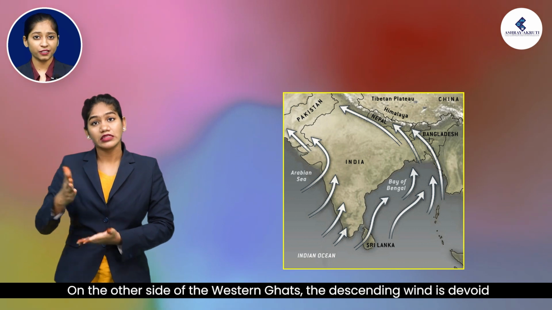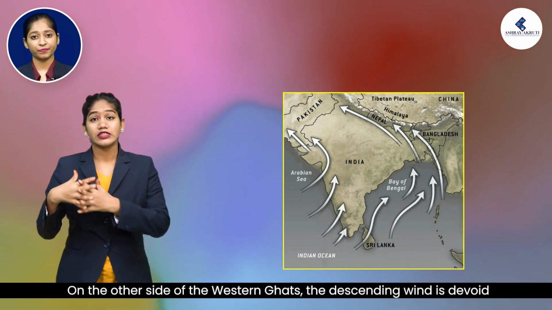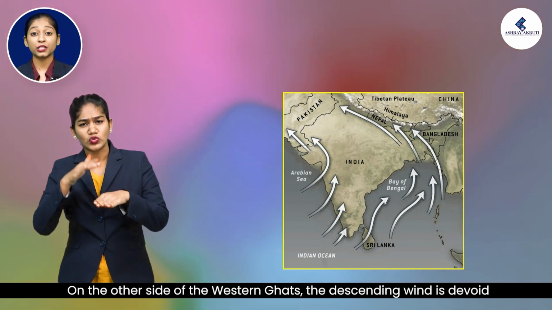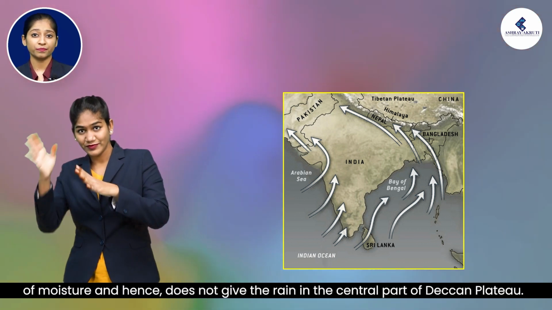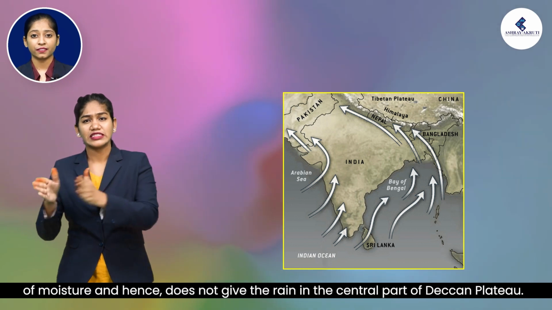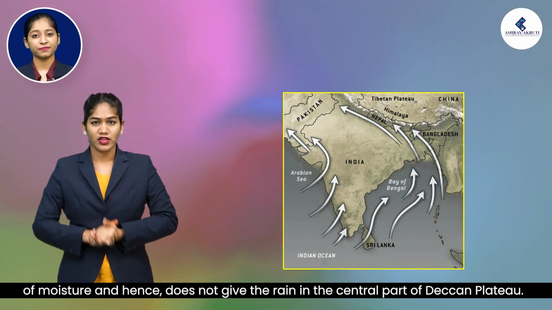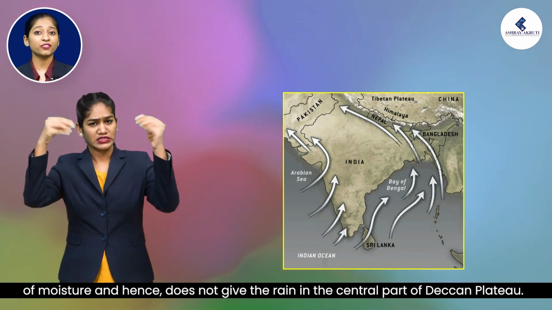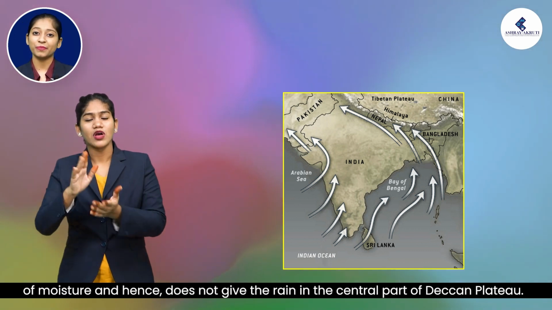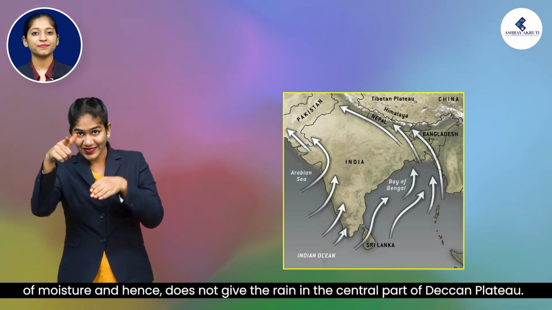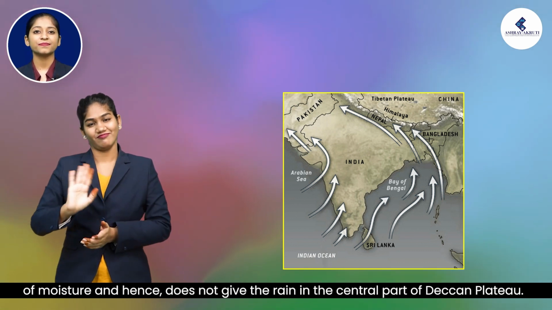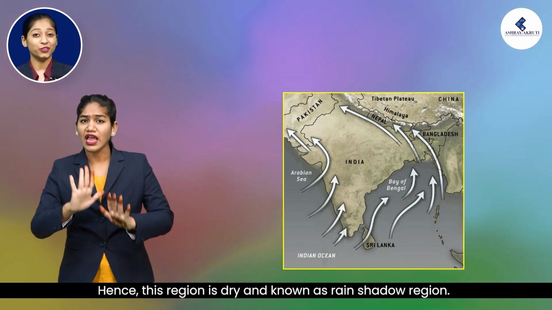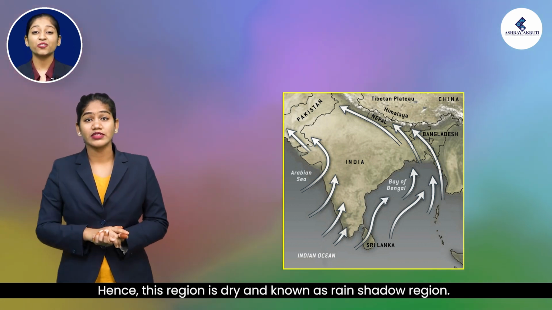On the other side of the Western Ghats, the descending wind is devoid of moisture and hence does not give rain in the central part of the Deccan Plateau. Hence, this region is dry and known as rain shadow region.